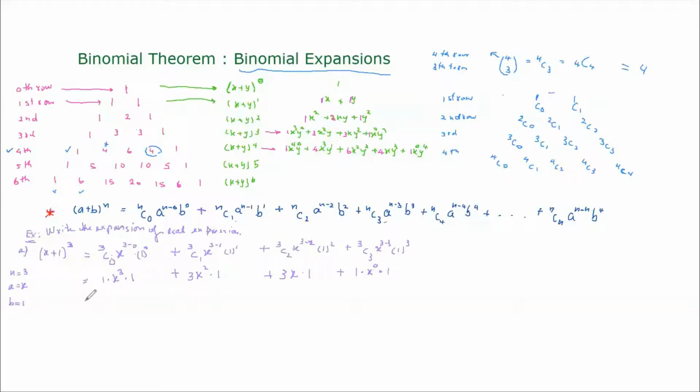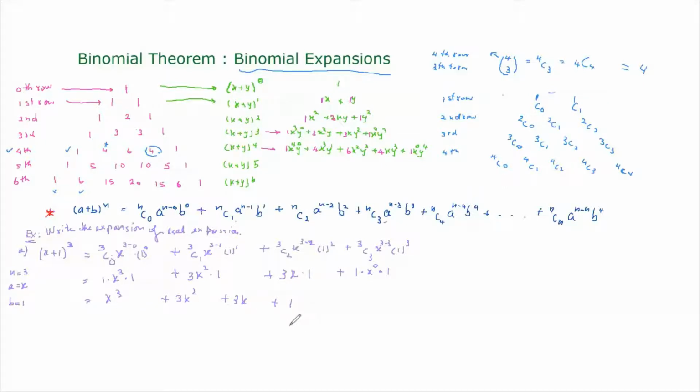Now we simplify. It becomes x power 3 plus 3x power 2 plus 3x plus 1, because x power 0 is always 1, and 1 times 1 times 1 equals 1. So this is the final answer. Now this is very simple for x power 3. If power 3, must have 4 terms. So this is 4 terms: 1, 2, 3, 4.